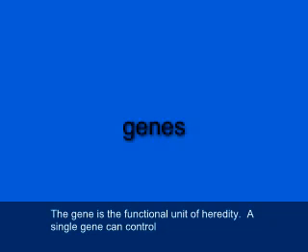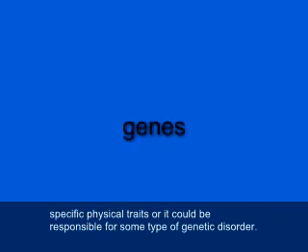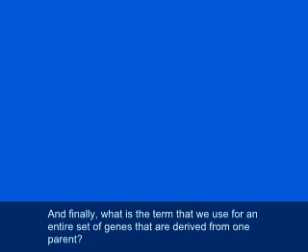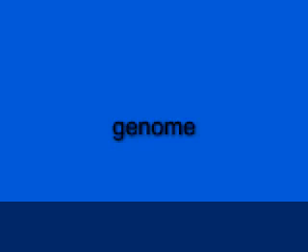Well, the gene is the functional unit of heredity. A single gene can control specific physical traits, or it could be responsible for some type of genetic disorder. And finally, what is the term that we use for an entire set of genes that are derived from one parent? That's a genome. G-E-N-O-M-E. What is a congenital disorder?